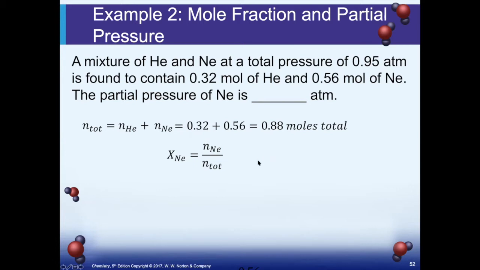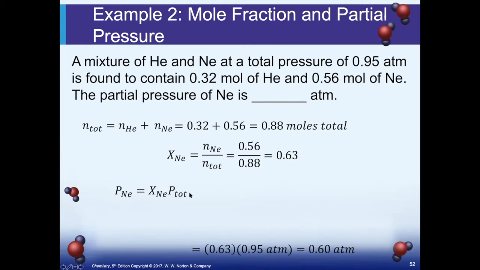And so now I just use that 0.63 in this equation for relating the partial pressure of a gas to the total pressure of the system. Okay, that mole fraction of the neon is going to go right there. And then I multiply that times the total pressure, which I'm given, and you get 0.6 atmospheres. Okay?